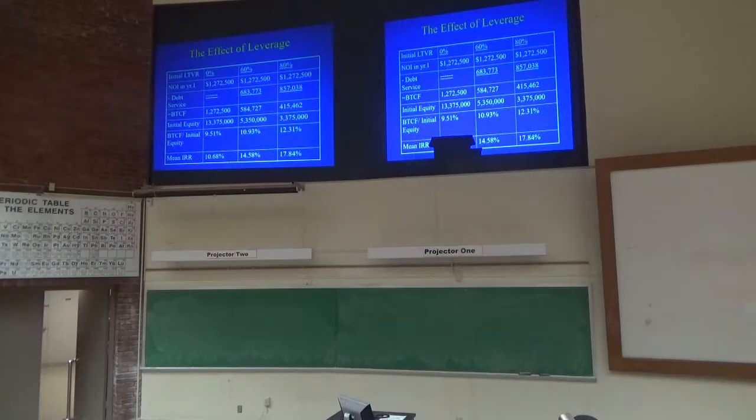And then here's an example. Here's your net operating income with different loan to values. There's your debt service. There's your before tax cash flow. There's your initial equity. There's the before tax cash flow divided by the initial equity. So you see as you lever up the property, your before tax flow divided by the initial equity, or your return on equity, starts to move up. And your internal rate of return moves up significantly. That's why investors use borrowed money, because they can leverage up the return.